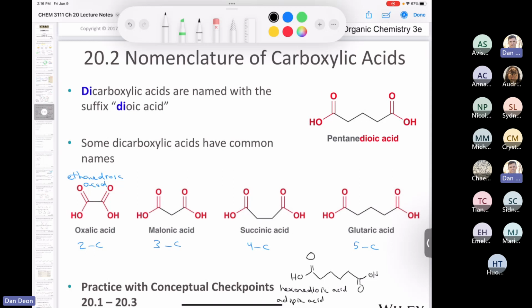So the way my students taught me to remember this is, oh my stars, go away. And again, they taught me that years ago. So, oh my stars, go away. In fact, that was the first class I ever taught at UCCS. They taught me, oh my stars, go away, for oxalic, malonic, succinic, glutaric, and adipic.